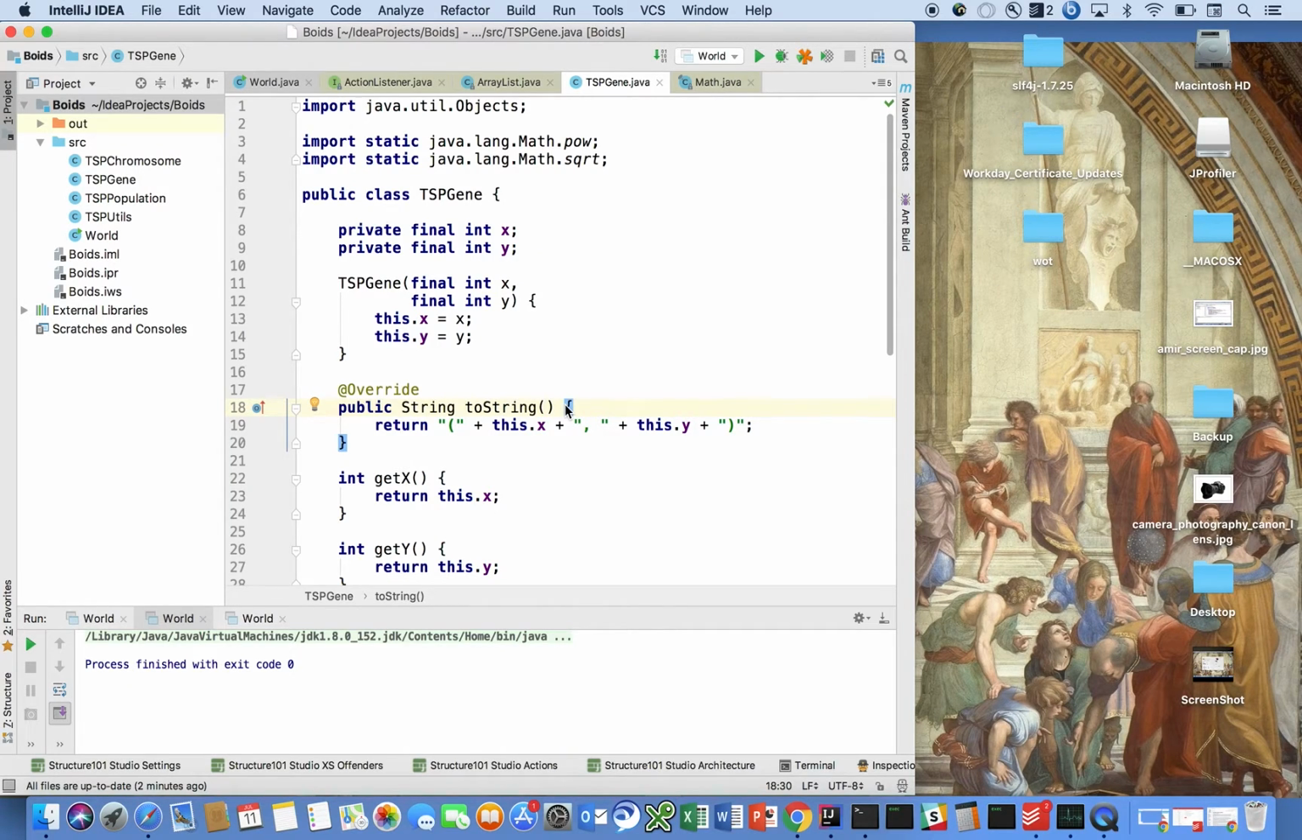Hi. In this series, we're going to learn about genetic algorithms. We're going to apply the genetic algorithm that we develop to a common and popular problem in computer science known as the traveling salesman problem.